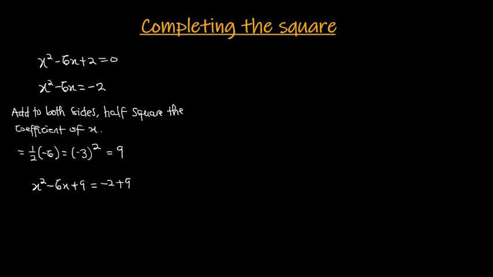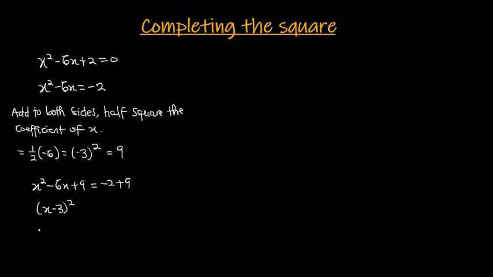Alright, now the reason why we need to make the coefficient of the x squared term 1 and add half squared the coefficient of x is because we want to get a perfect square on the left side of the equation. Now this is an expression that we call a perfect square. Perfect square in the sense that I can rewrite this as (x minus 3) all squared. If I expand this expression, I'm going to get what I have at the top over here.